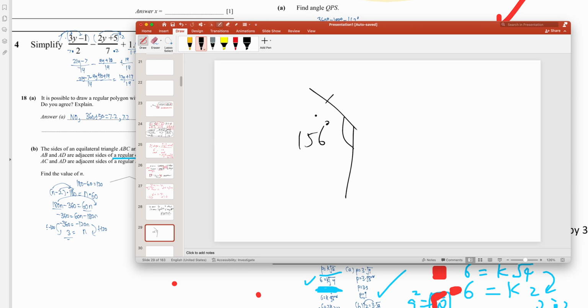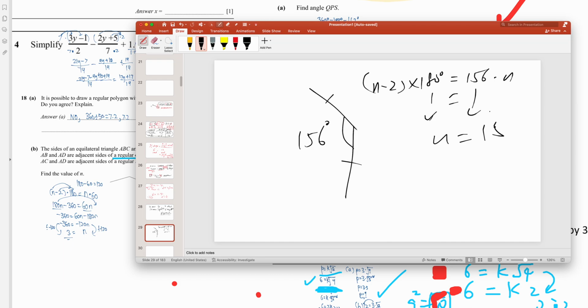They ask what is the number of sides for this polygon, right? Can you use the exterior angle to do it? Instead of n minus 2 times 180 equals 156 times n, then you do left and right, n equals 15, right? For the question just now.